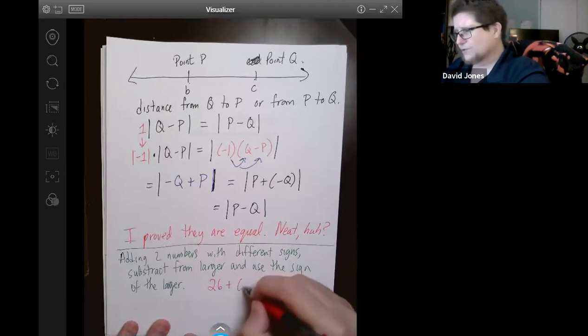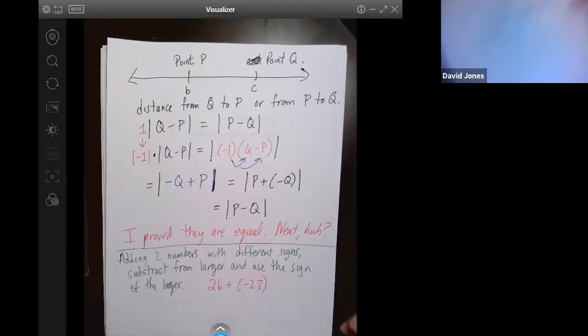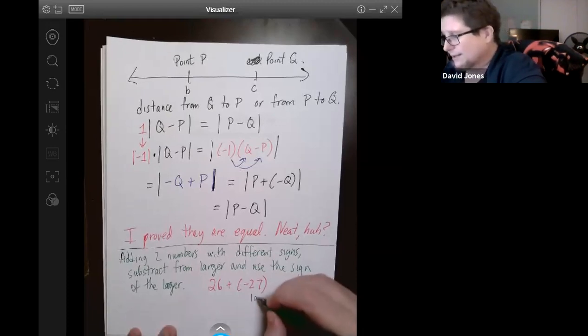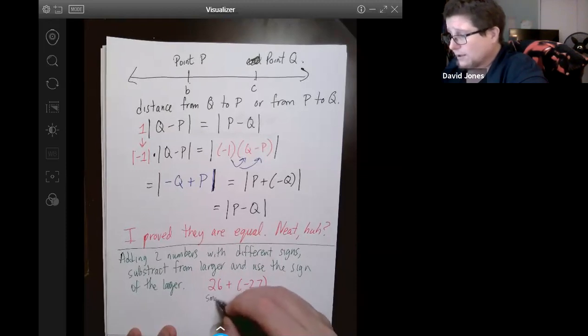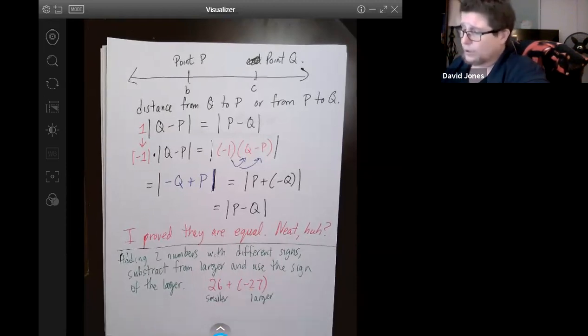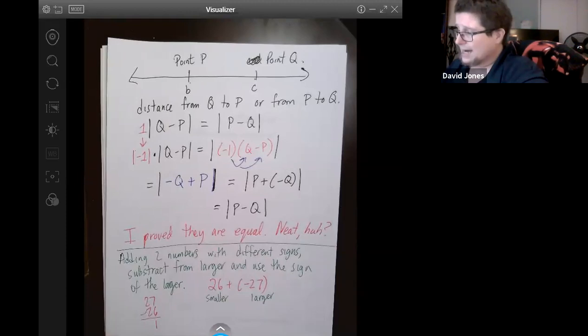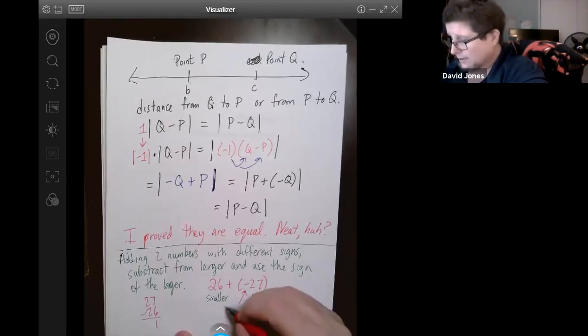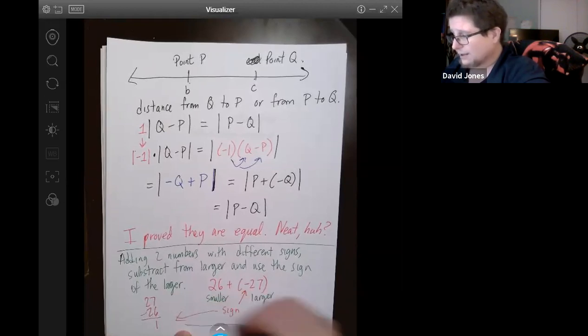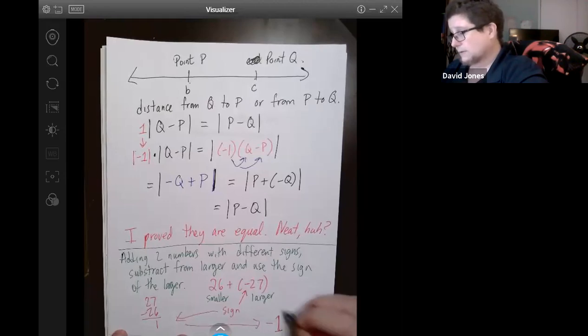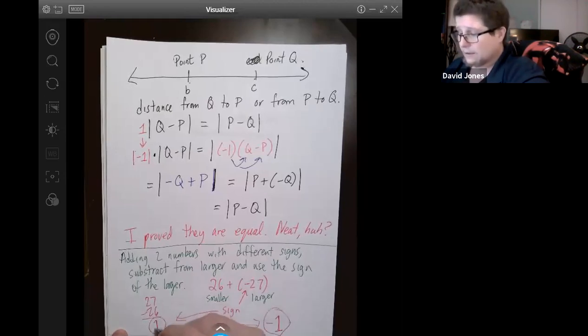26 plus negative 27. Is that the one? The bigger number here, the larger number is the 27. That makes that the smaller. So we'll do 27 minus 26. We get 1. And then the sign of the bigger one is negative. So we'll slap that on there and we get negative 1. Oh, wait, I don't want the circle around that. Get rid of the circle around.